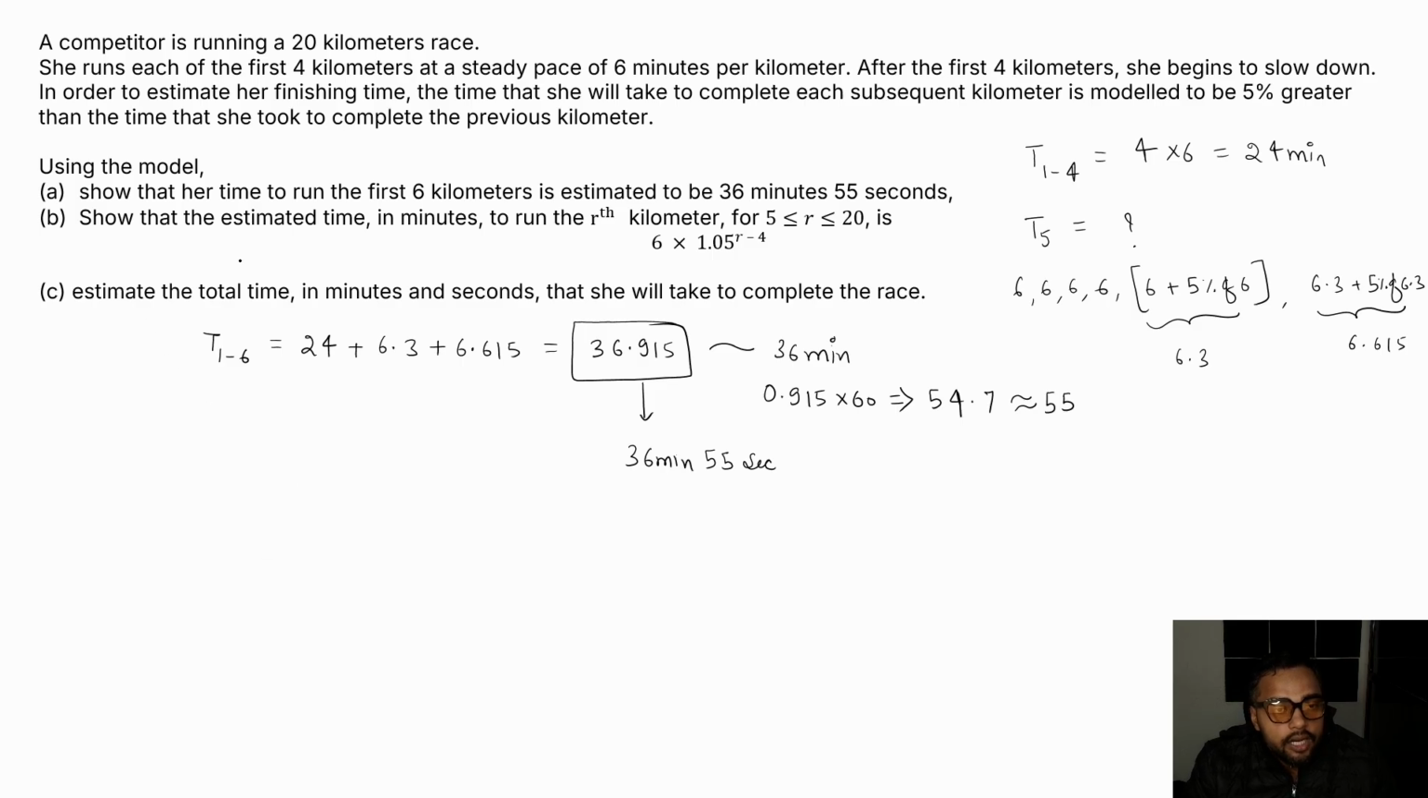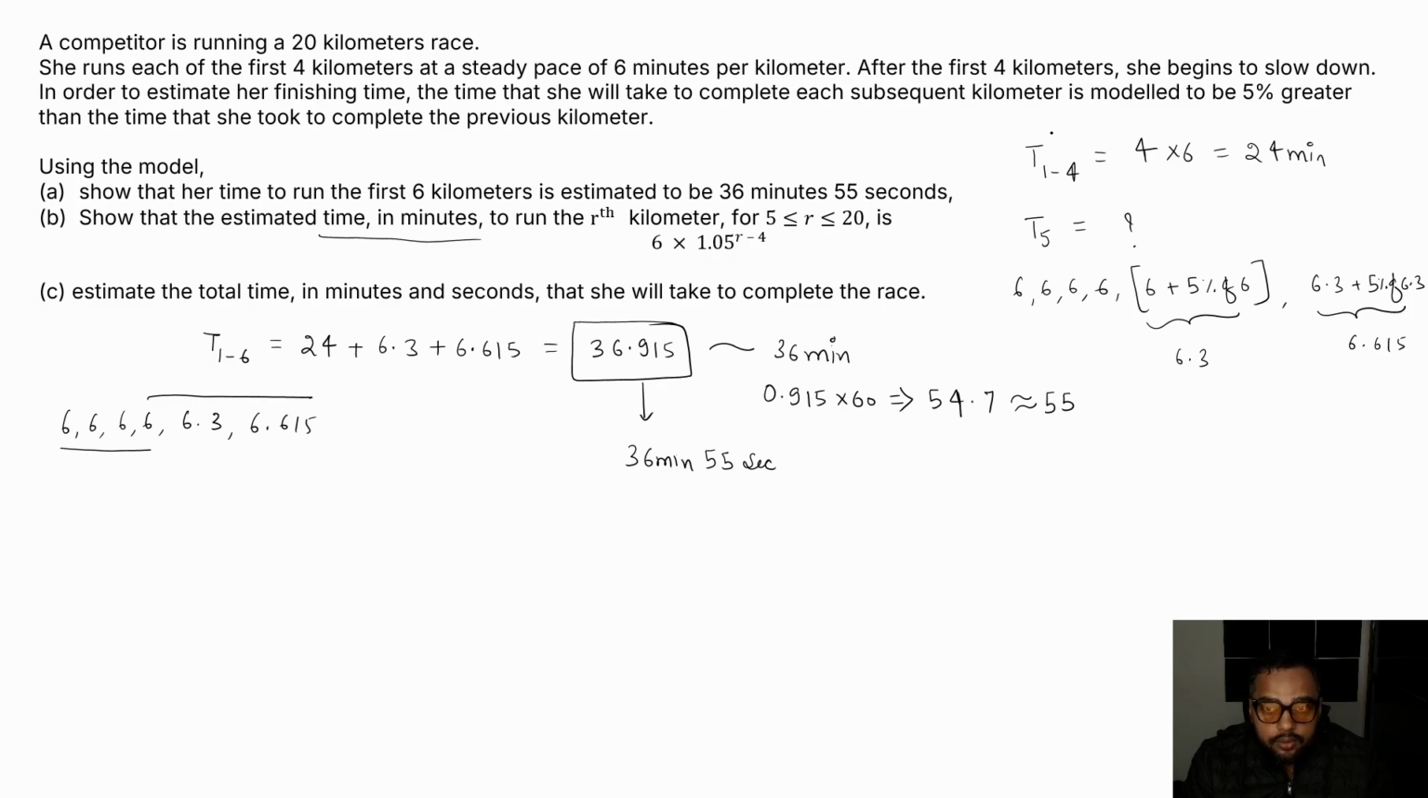Now in the next part, they are asking us to show an estimated time. Again, I will write it: 6, 6, 6, 6. This was for the first 4 kilometers. For the fifth kilometer, it was 6.3. For the sixth kilometer, it was 6.615. The first part was an arithmetic sequence. This part is a geometric sequence.